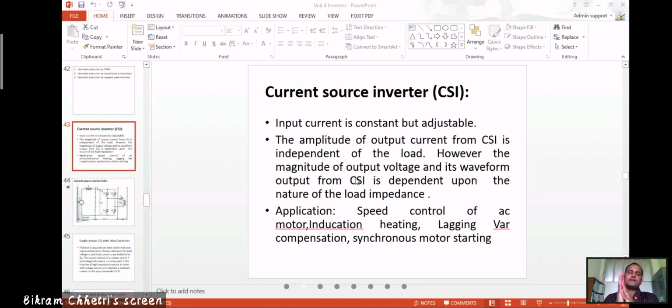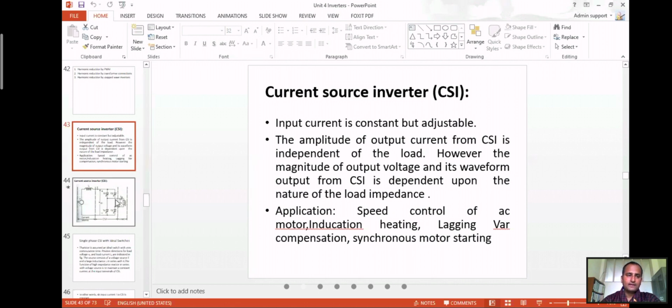But the magnitude of the output voltage and its waveform from the CSI is dependent on the nature of the load impedance. These CSIs are used in applications like speed control of AC motors, induction heating, lagging power compensation, and synchronous motor starting. There are so many applications where CSIs are used.